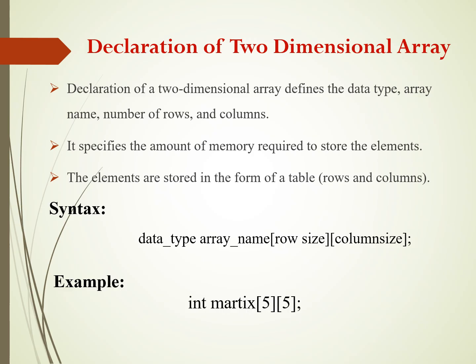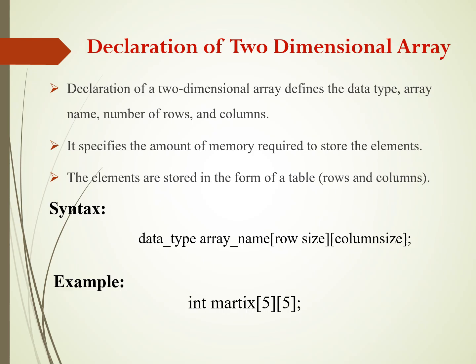For example, here I use the array name matrix, data type is integer, row size is 5 and column size is 5. This declaration creates a two-dimensional integer array named matrix with 5 rows and 5 columns. Since there are 5 rows and 5 columns, the array can store a total of 25 integers. The elements are accessed using two indices, where the first index represents the row and the second index represents the column. As in a one-dimensional array, indexing starts from 0.